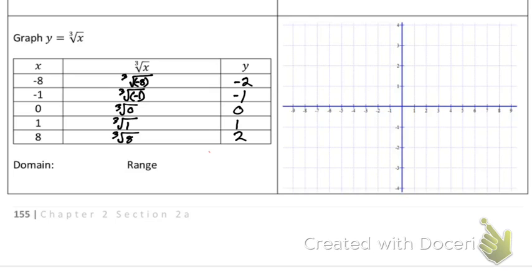So the graph of this will be negative 8, negative 2. Then we have negative 1, negative 1. We will have 0, 0, 1, 1, and finally 8, positive 2. Your graph's going to look something like that.